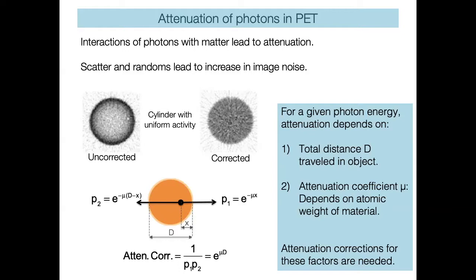And the other factor it depends on is the attenuation coefficient, mu, that we call it. And this mu really depends on the atomic weight of the material, because if you have a very dense material, the likelihood of interaction with that matter is much higher. So for example, bone is highly attenuating compared to soft tissue, which is less attenuating. And so we need to account for this in attenuation corrections.